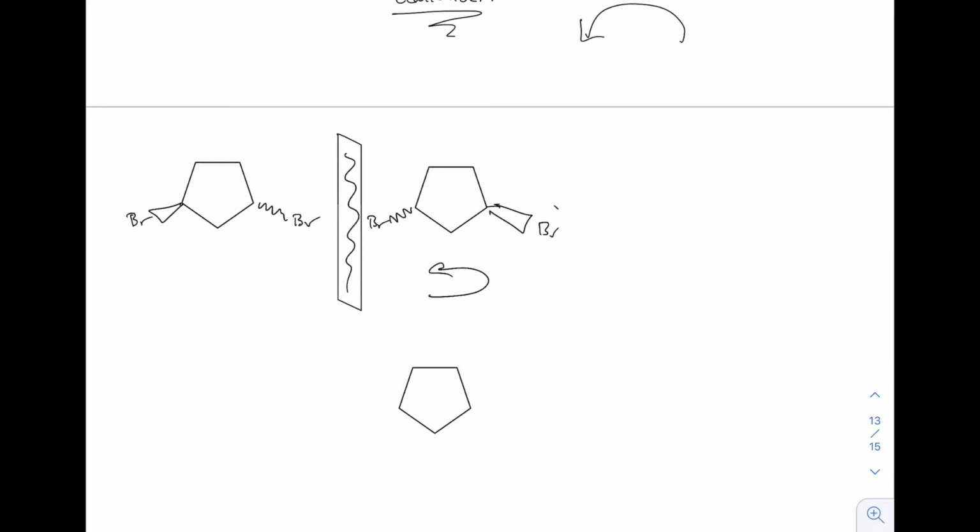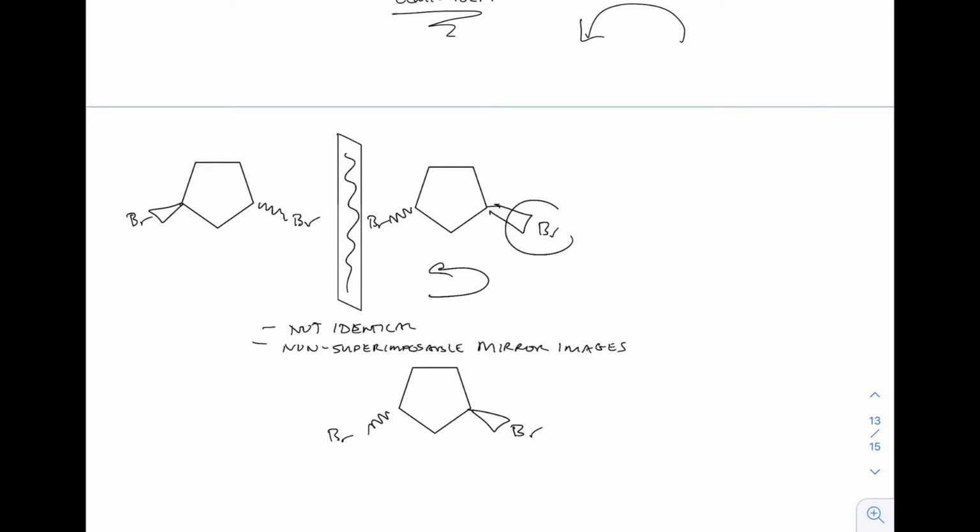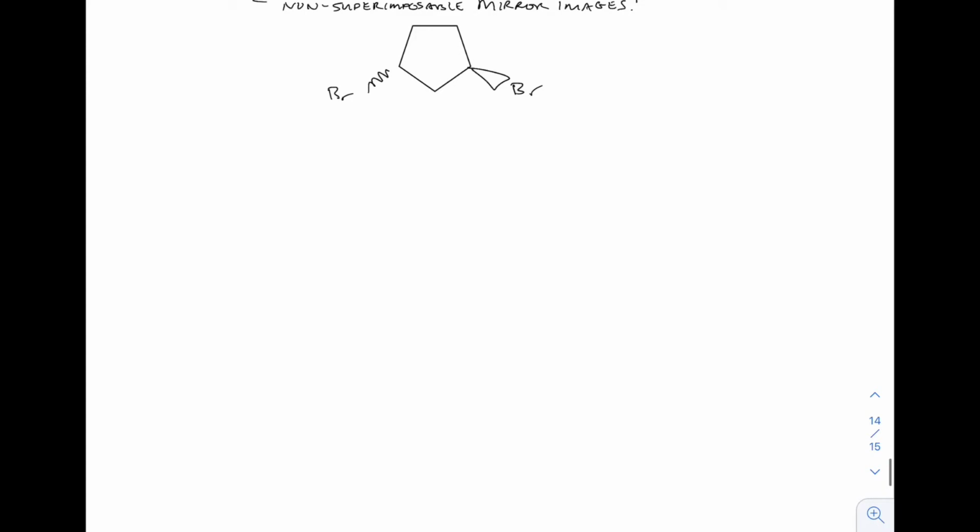Now let's rotate this particular compound. The bromine on the right is going to be on the left, but it's going to be a dash. If we rotate it, it's not identical to the other compound on the left, and it's not superimposable. It's a non-superimposable mirror image. So what is that? It's an enantiomer.